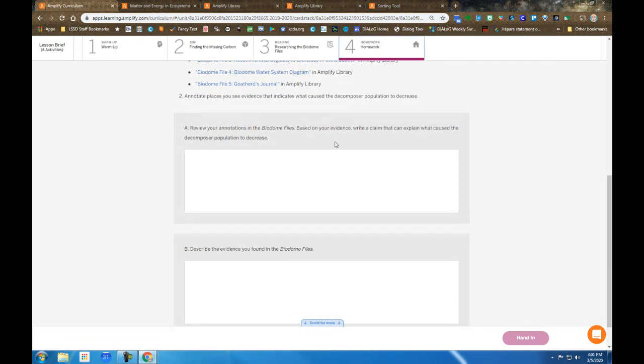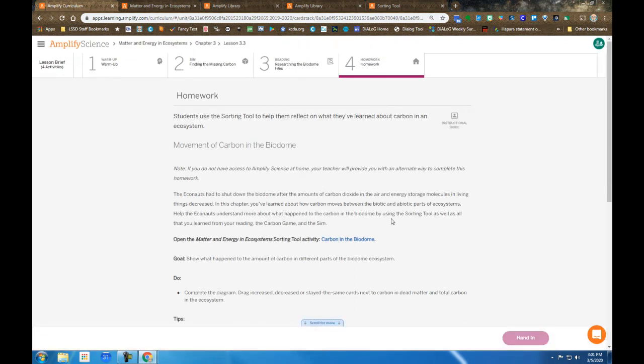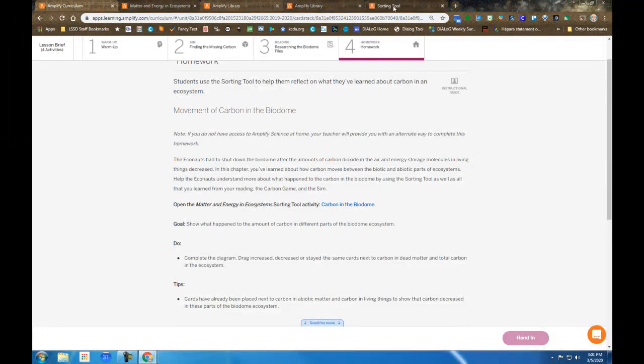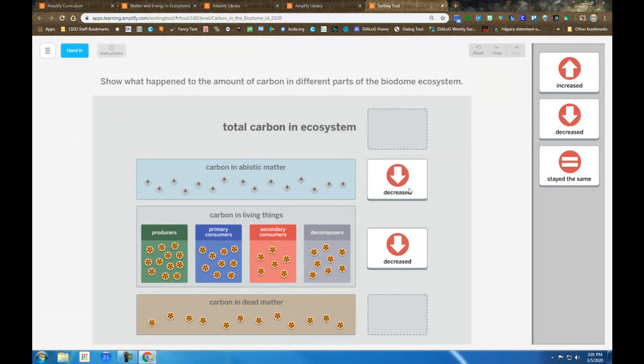In the homework step, you are opening up the sorting tool, and I have that open, and they want to know what's happening in these two locations in the ecosystem. Now, we do know at this point that total carbon in ecosystems stays the same. It's a closed ecosystem. It can't get in, it can't get out, so it's always going to stay the same. Abiotic carbon decreased, carbon in living things decreased. Remember, in a total system, if things are going down somewhere, they have to go up in another area, which tells us clearly that that has to increase quite a bit. If it dropped in these areas, it has to increase here.